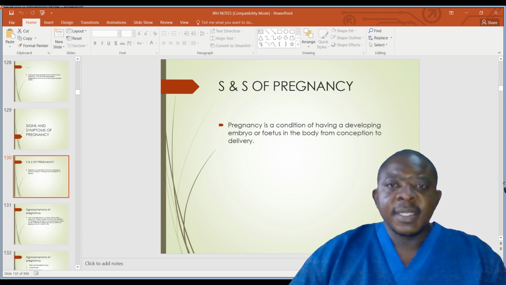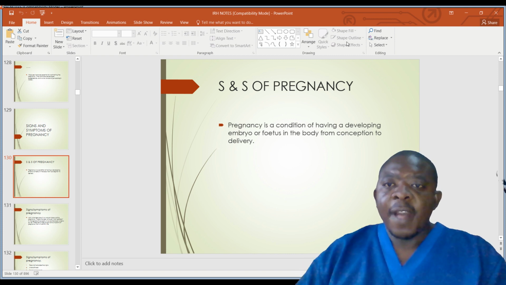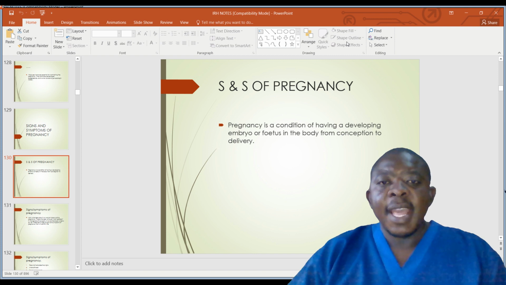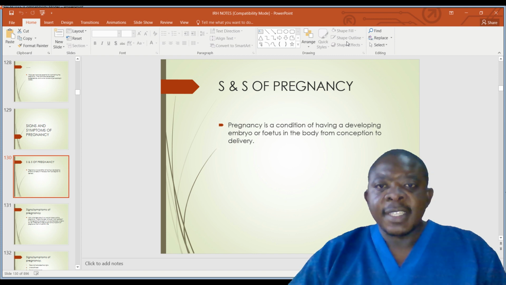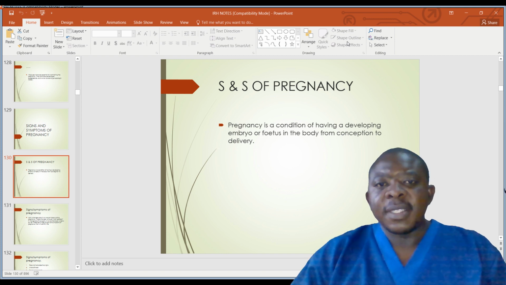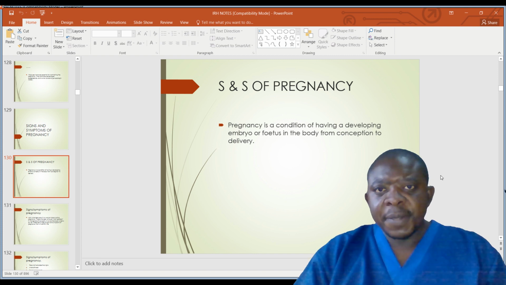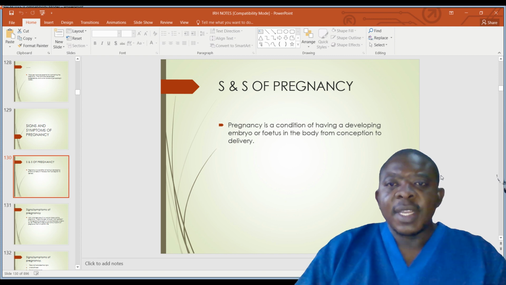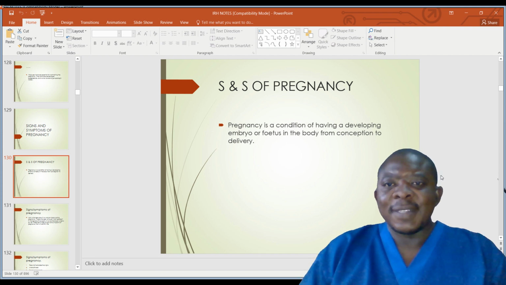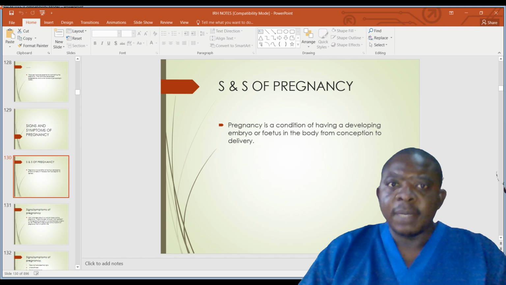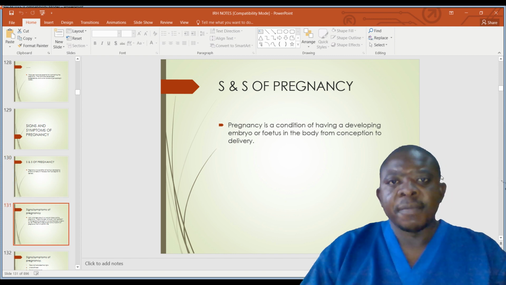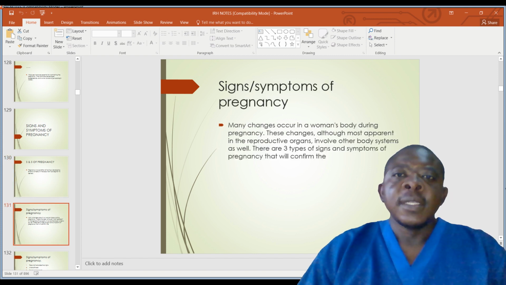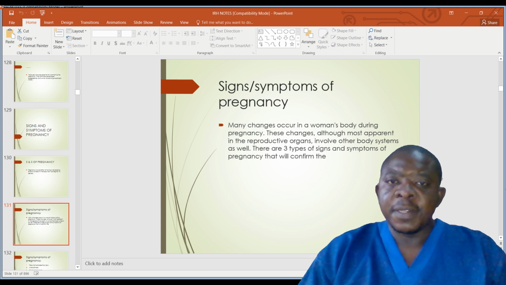Pregnancy is a condition of having a developing embryo or fetus in the body from conception to delivery. So when we are talking about a pregnancy, we are necessarily looking at a condition in which a woman has a developing fetus in the body from conception to delivery. Signs and symptoms of pregnancy.